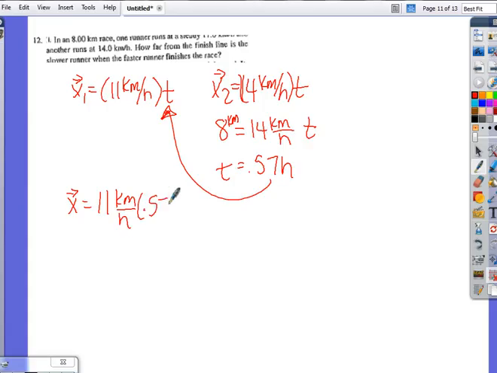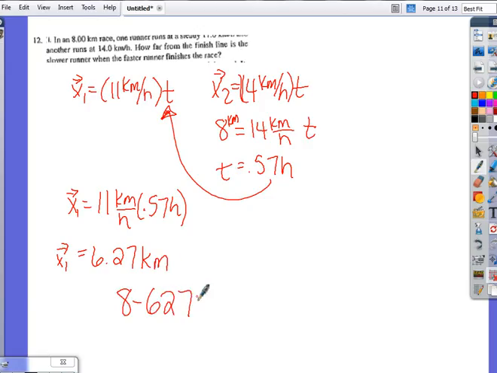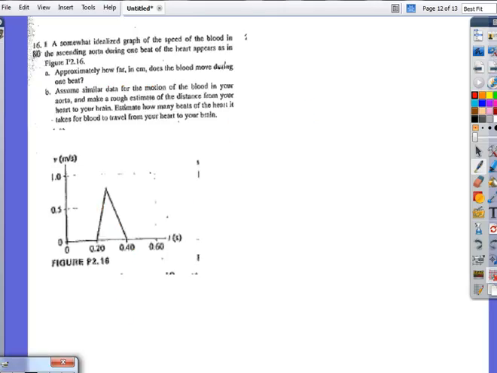11 kilometers per hour times 0.57 hours, and you get their position as 6.27 kilometers. Subtract that from 8, and you get about 1.73 kilometers behind. Okay, last two. Sorry this is taking so long.